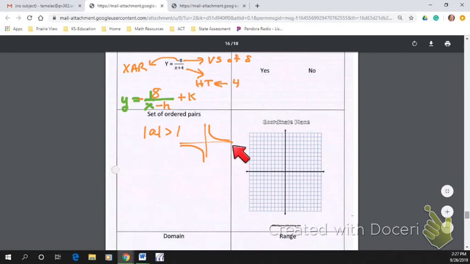Anytime you're going to shift a reciprocal function, shift it around the origin, because that's where your asymptotes intersect. Everybody agree that that's your vertical asymptote and that's your horizontal? They intersect at the origin, right?